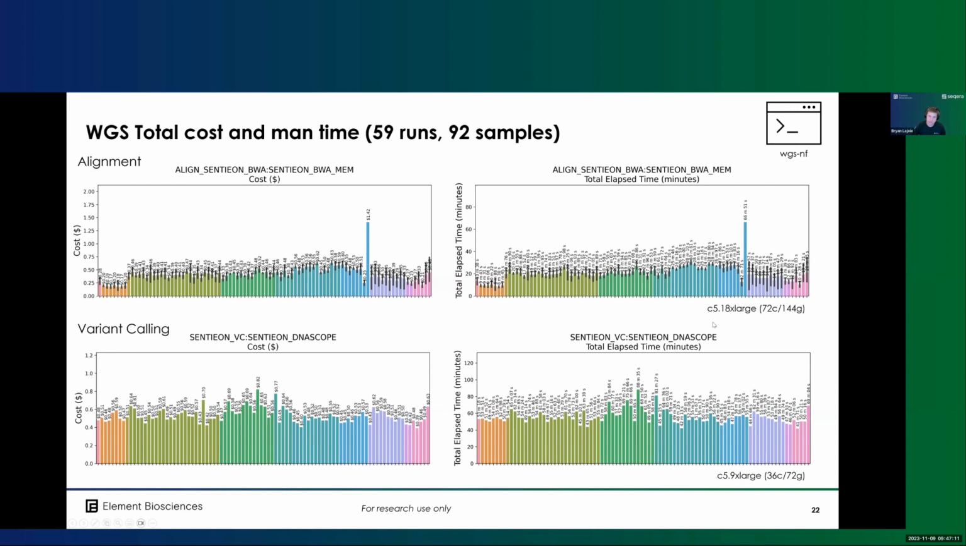And here's some of the actual compute that we're using. So we've chosen to align with a much bigger instance, where we use a smaller one for variant calling. Of course, if we wanted this to be faster, we could have simply requested a larger instance, and we probably could have cut that time in half.